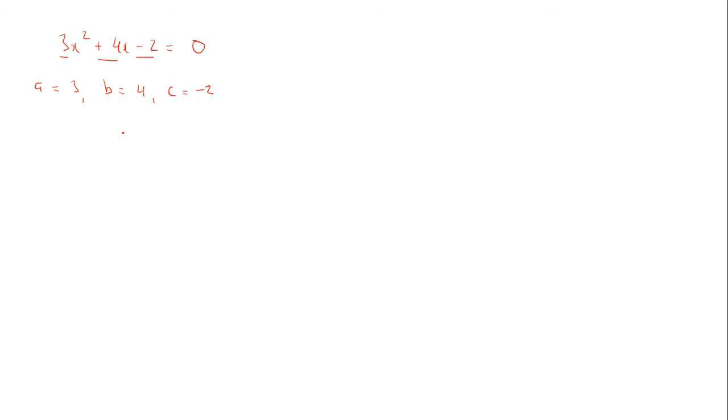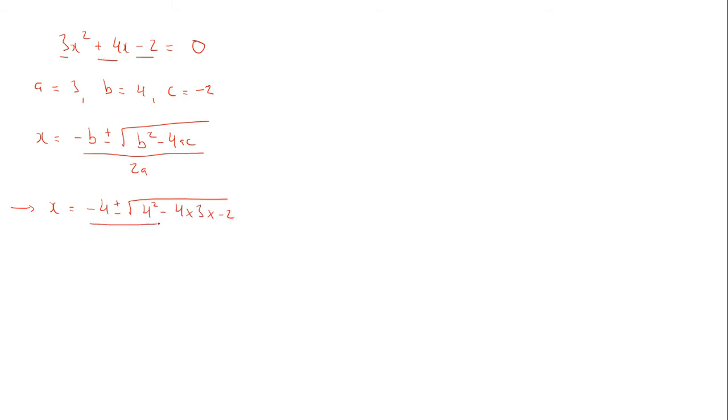So write the formula down. I've memorized it, I've used it so many times. It's x equals minus b plus or minus the square root of b squared minus 4ac, all over 2a. And now put your values in. So minus b is minus 4, plus or minus the square root of b squared. Remember, 4ac means 4 times a times c, and on the bottom, 2a means 2 times a.